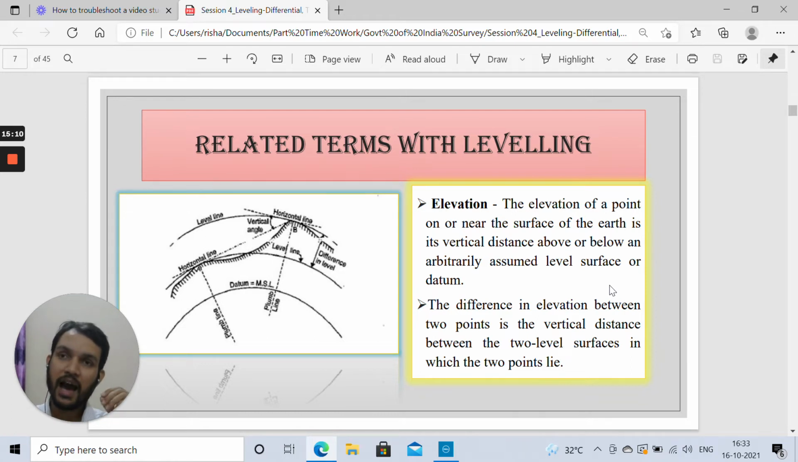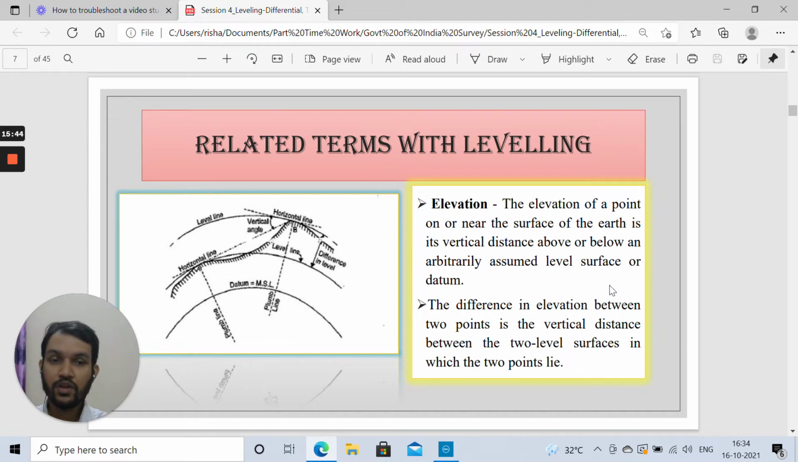Okay, an arbitrarily assumed level surface means it is not necessary that the datum is the mean sea level. If we have assumed any other, based upon our experience and the conditions prevailing at the site, then the elevation of any other point that we are computing is the vertical difference in elevation with reference to that arbitrarily assumed point or datum. Whether it is lying at a certain height or at a certain depth with respect to that particular datum point, the vertical difference in height determines the elevation.